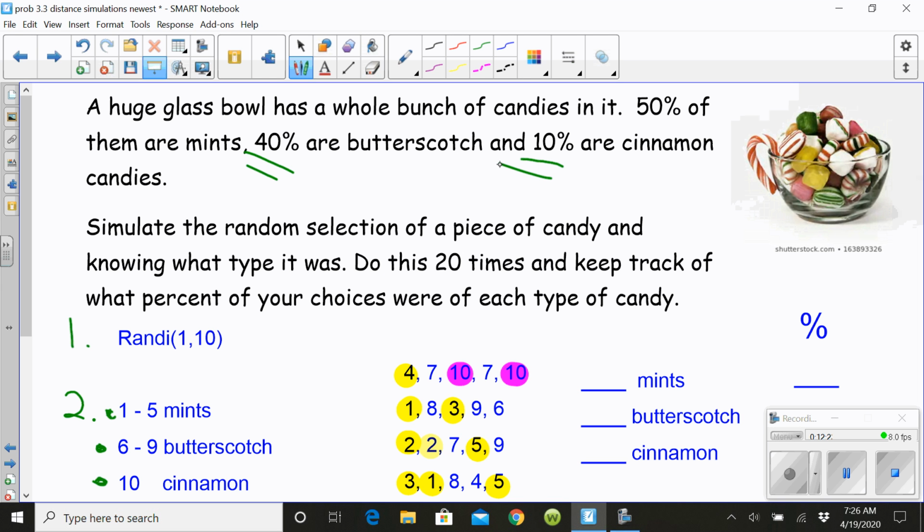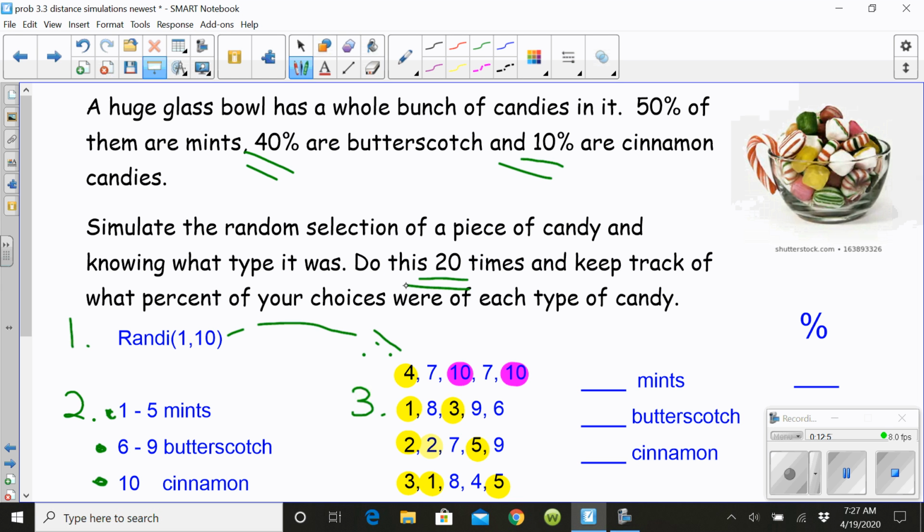So I've typed into my calculator how to generate the random number. Secondly, I've declared what each number means. Then the third step of our process was to generate data. And here's my data. I've done it already. I set my calculator on 1 to 10, and based on the directions of the problem, 20 times, I generated 20 numbers. It's just like taking 20 different pieces of candy out of the bowl.